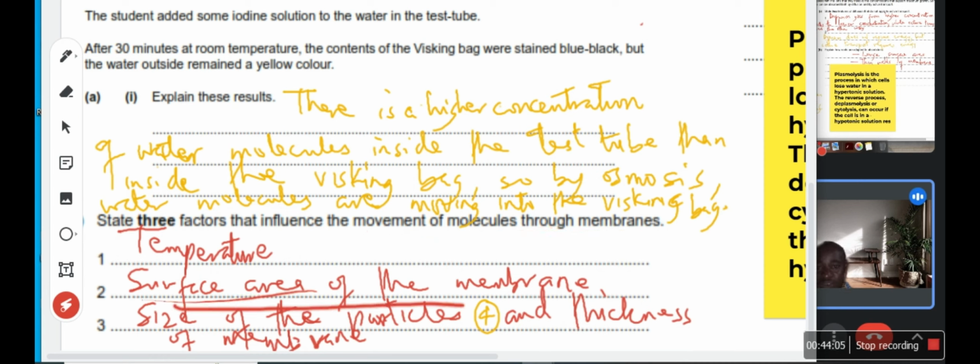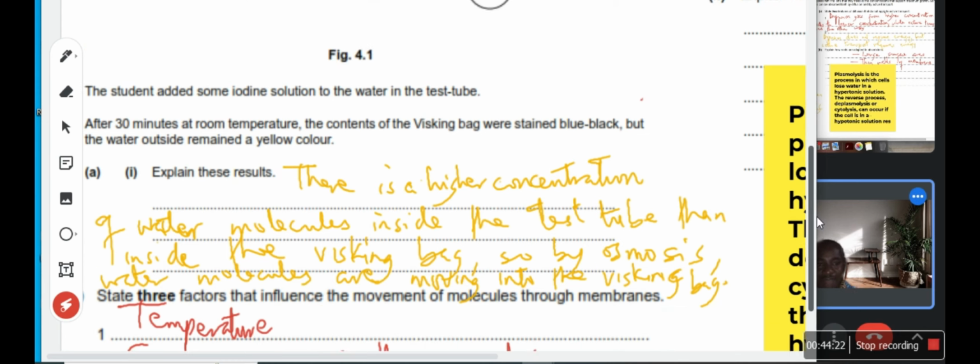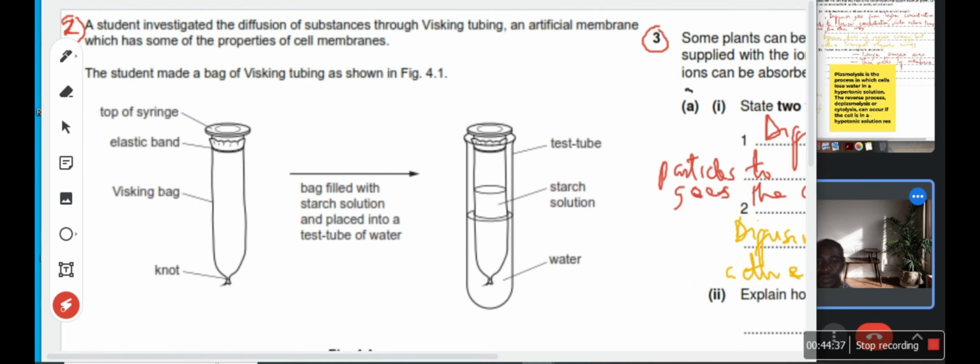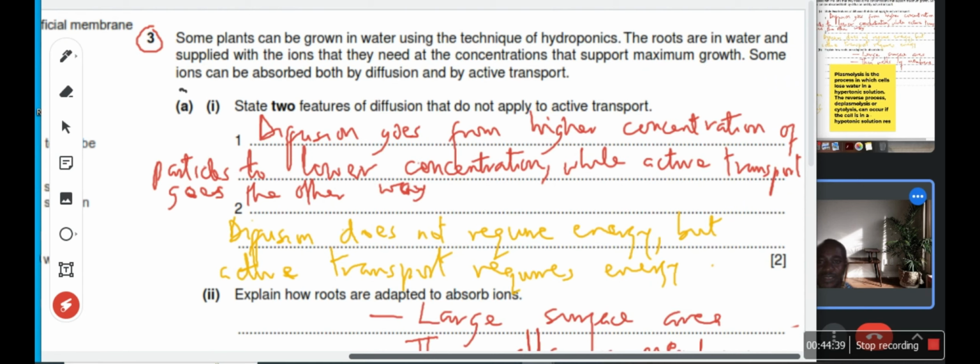With a larger surface area of the membrane, there will be a greater movement of molecules through the membrane. And if the thickness of the membrane is smaller, there's an easier passage of the water in or out of the Visking bag, right? Yeah. And of course, the size of the particles. If the size of the particles is smaller, they can easily move through. So these are factors that affect osmosis and even diffusion. Diffusion, okay.